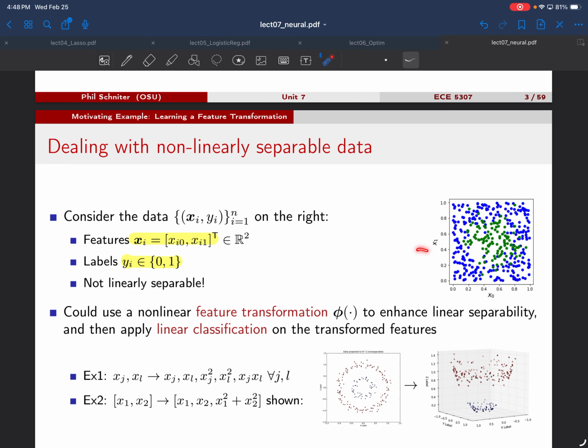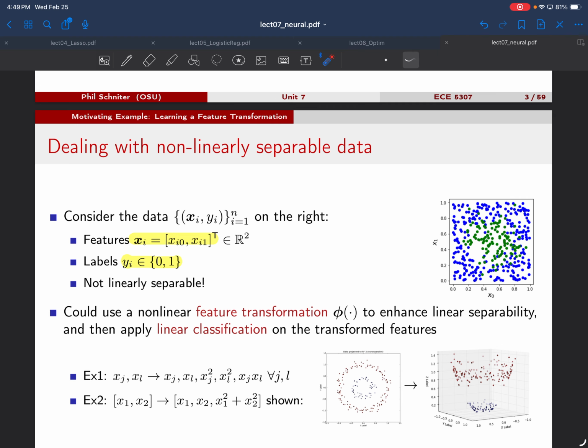There's no way that I can form a classification boundary that's linear in this space and cleanly separate blue dots on one side of the line and green dots on the other side, right? There's just absolutely no way to do that. So if you applied logistic regression to this data set, it would fail miserably. It wouldn't give you anything reasonable.